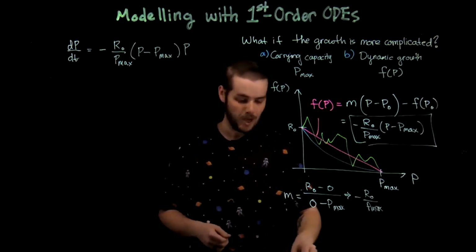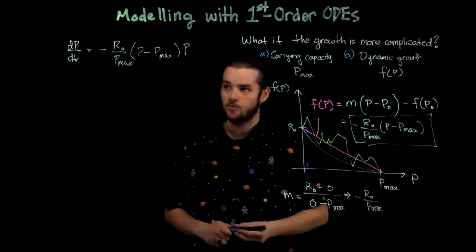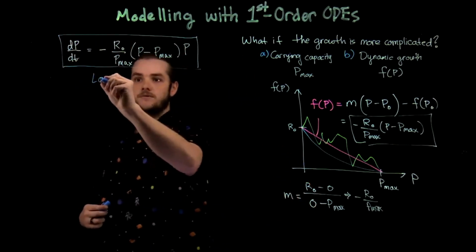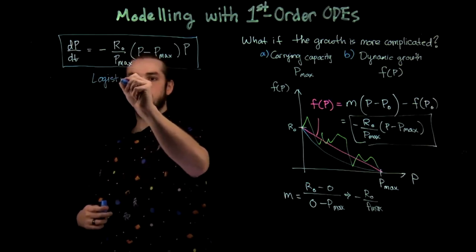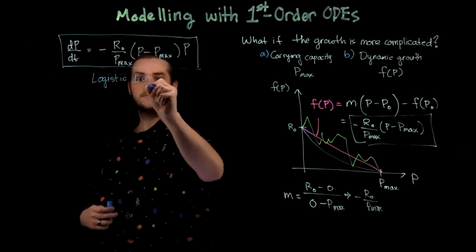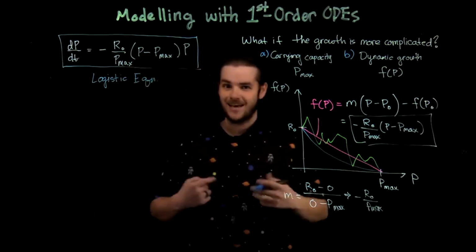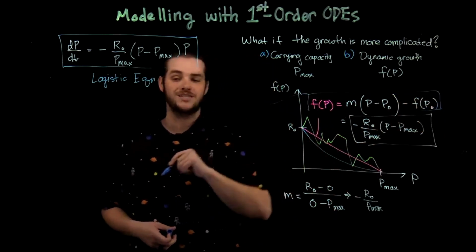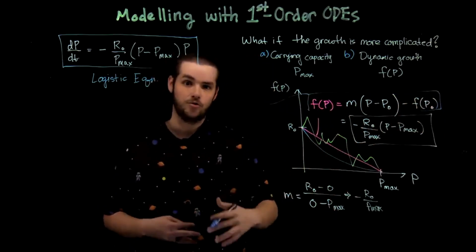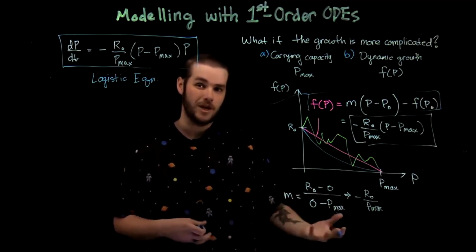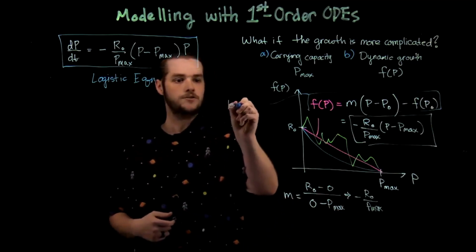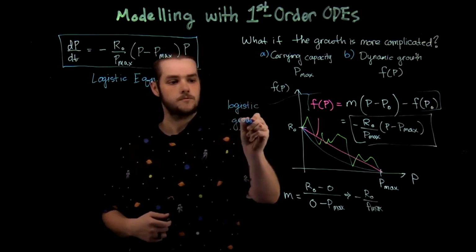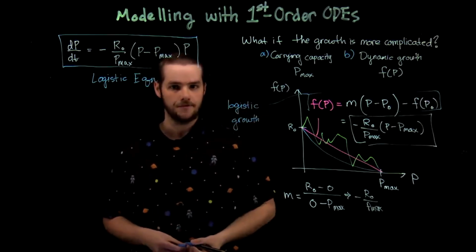And this model actually has a name. We call this the logistic equation. And that is because when we assume the population has a linear growth rate, or that the growth rate of the population is linear, we call that logistic growth. Stay tuned for an example.